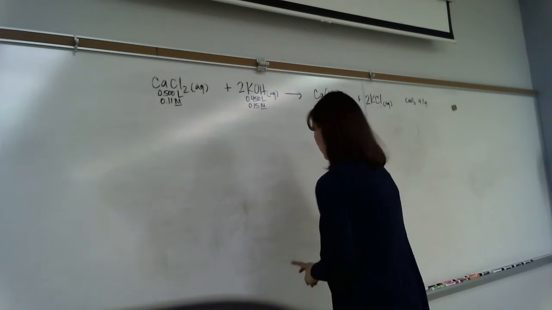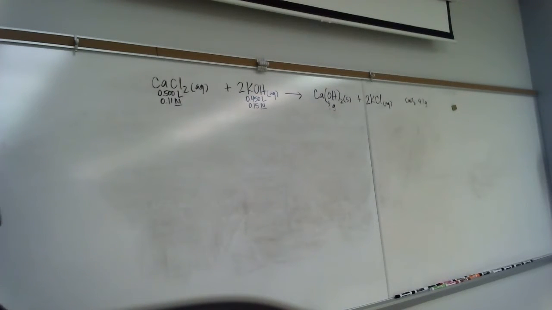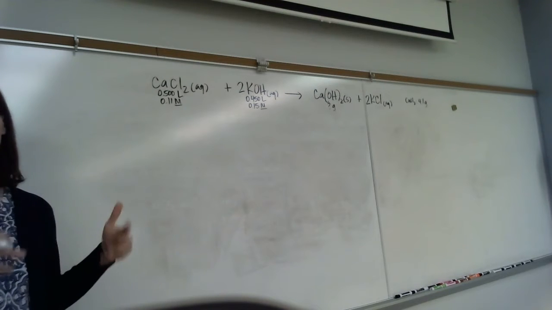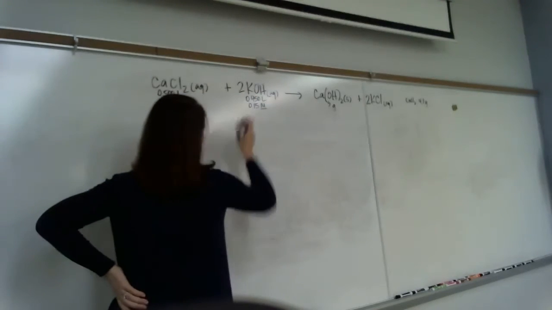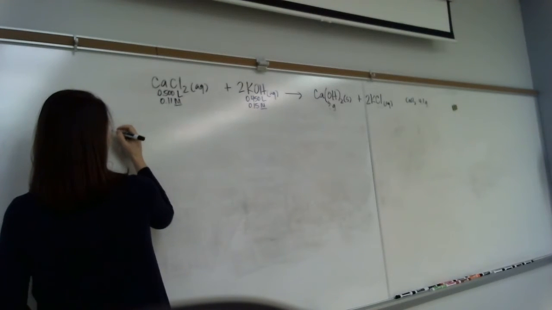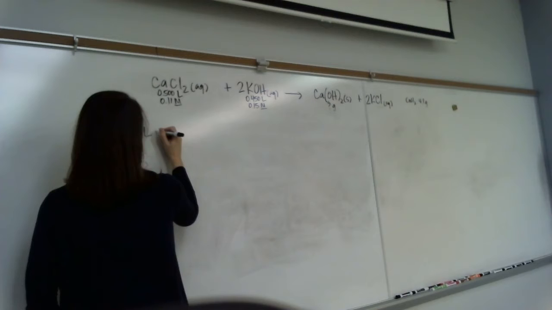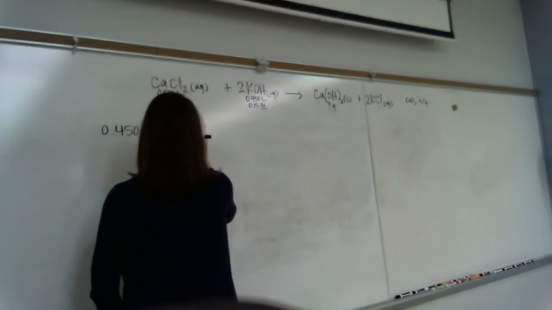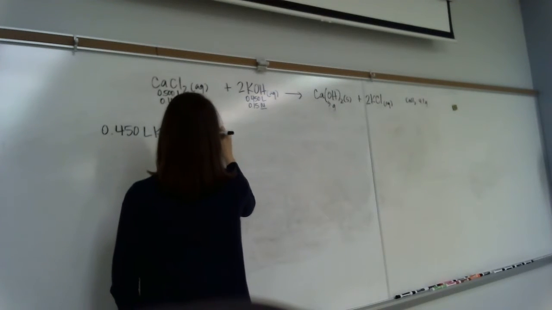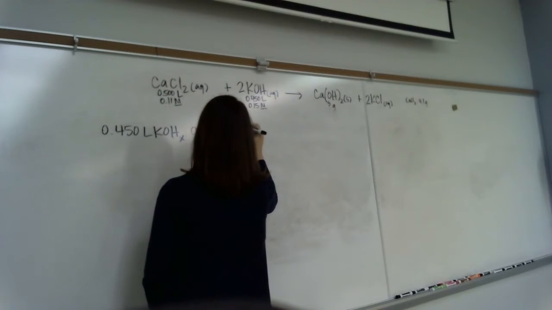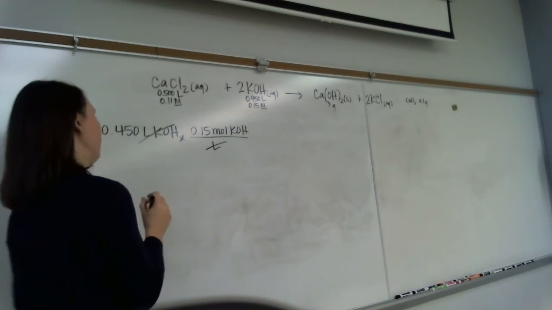Now we've got to do that again for this one. But I'm going to do it as one big long problem this time just so you can see what that looks like. Because if you're getting good at this kind of stuff and you don't want to write it all out a whole bunch of times, you can do it as one big long problem. So let's look at what that would look like. So we've got 0.450 liters KOH times, what's the molarity? 0.15 moles KOH per liter. So liters cancel. Now I'm in moles.